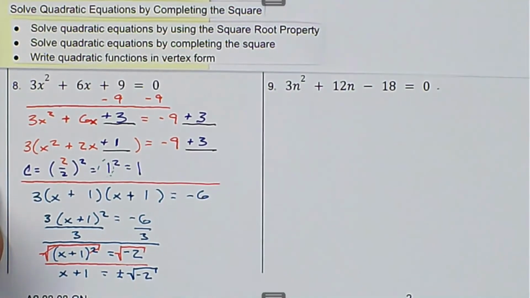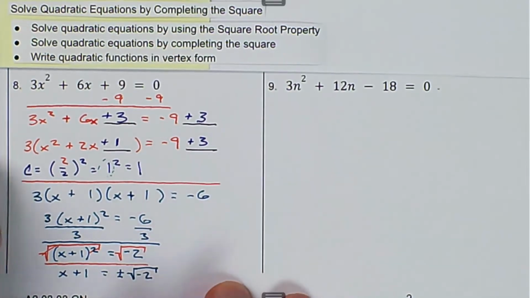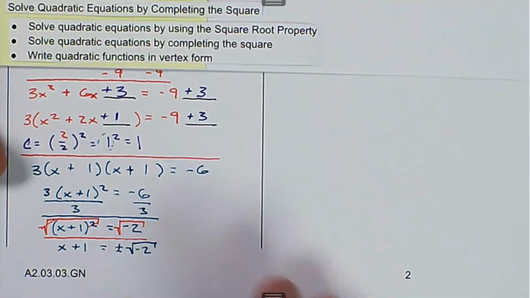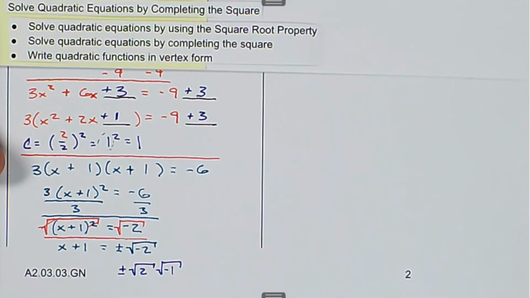We should be thinking, well, the square root of negative 2, we don't really like that, so we should rewrite it. Another way to write the square root of negative 2 is plus or minus the square root of 2 times the square root of negative 1. And we know that the square root of negative 1 is i. So this becomes plus or minus the square root of 2 i. All we did was simplify the right side of the equation.